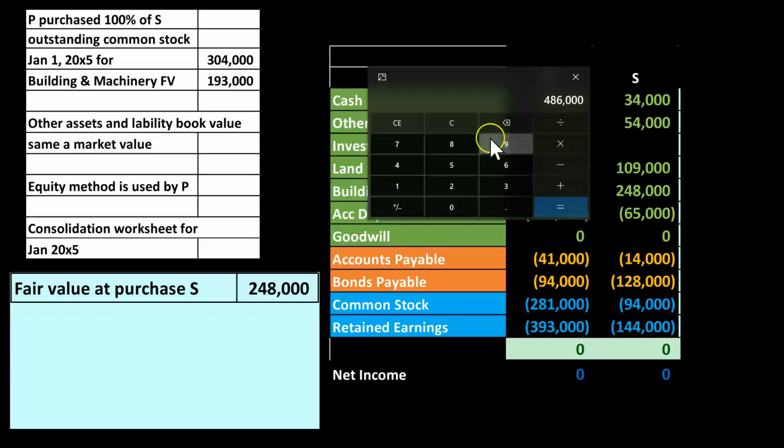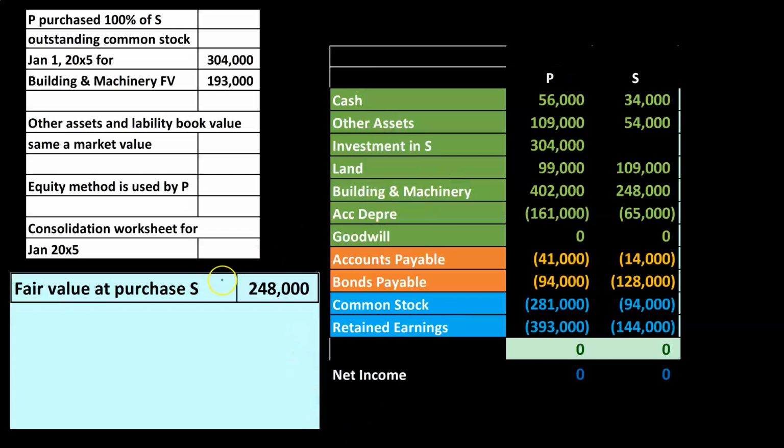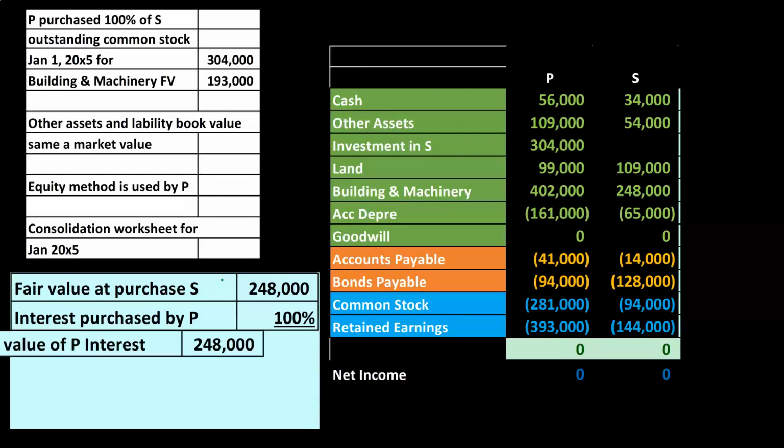So let's do that one more time because something went wrong. 144,000 plus the 94,000. That's going to be the 238 plus the 10,000. That's going to be the 248. So that's going to be our fair value, not the book value, because we revalued here. And then we have the interest purchased by P was 100%. So then you would think that they would have the 248.